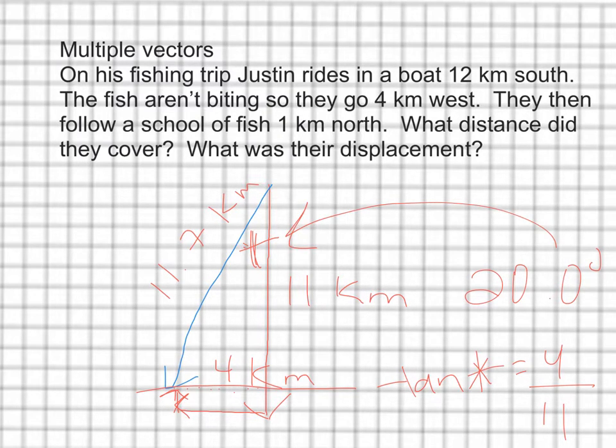But I want to know this angle right here. And so those add up to 90, of course, so that's 70 degrees. So I would say that my resultant is 11.7 kilometers, 70 degrees southeast. Oh, excuse me, southwest. Those two together. Southwest. Hope that makes sense.